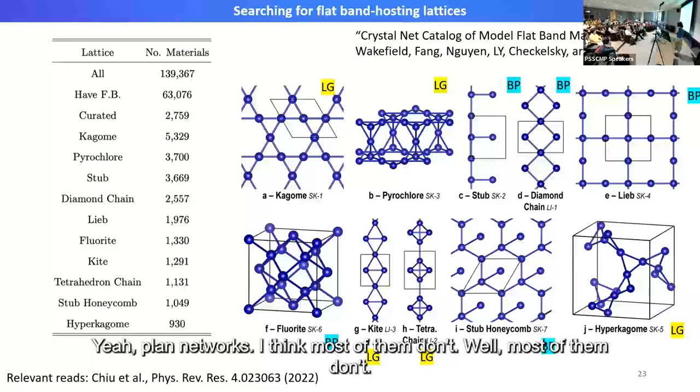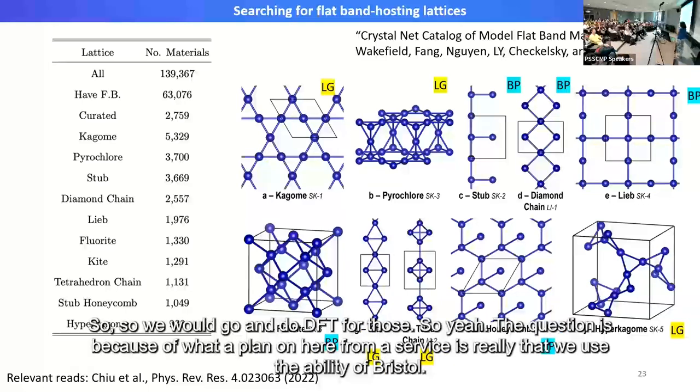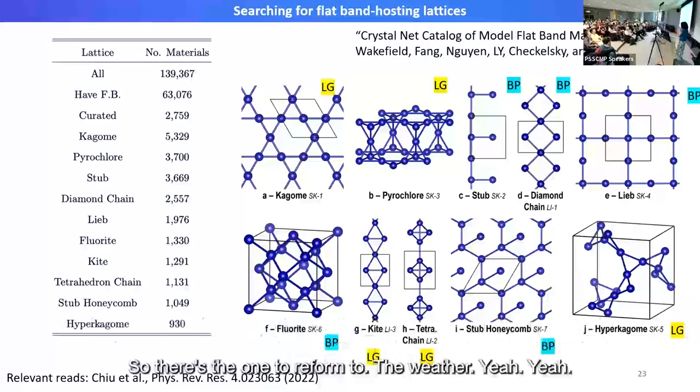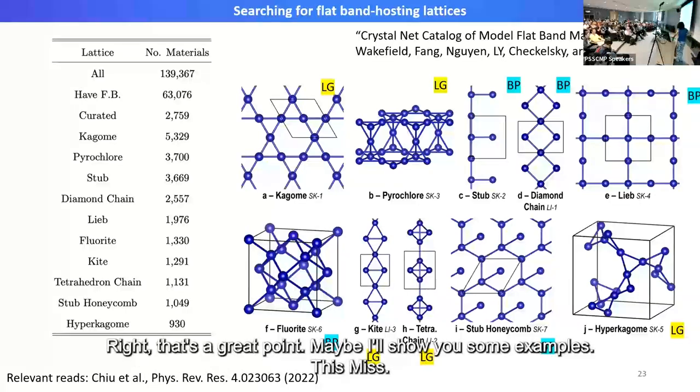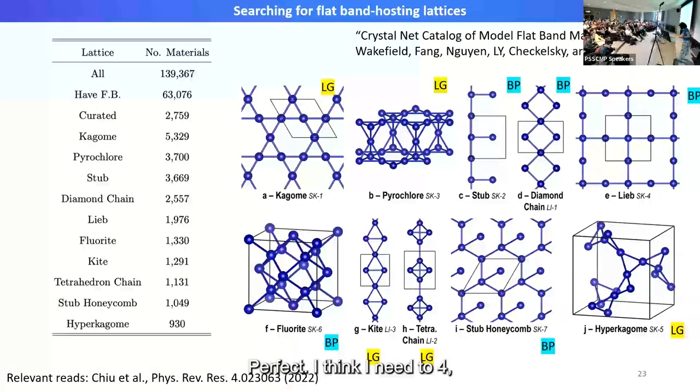Can those, for example, have a flat band at the Fermi surface? I think most of them don't. Yeah. So we didn't do DFT for those. The question is because of what a flat band near the Fermi surface usually does: we use stability of the crystal. So crystals want to reform to avoid flat bands. But I wonder whether some examples of flat bands actually happen for this. Right, that's a great point. Maybe I'll show you some examples with them. At least near the Fermi edge. Right. I think I need to sort it a bit.